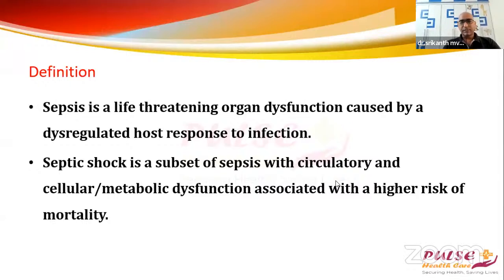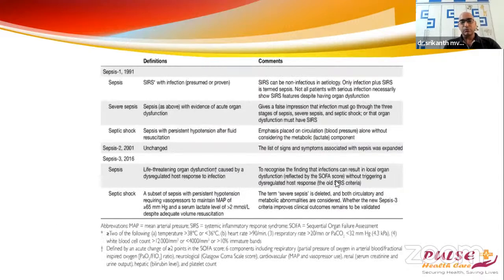Sepsis is defined as life-threatening organ dysfunction caused by a dysregulated host response to infection. And septic shock is a subset of sepsis with circulatory and metabolic dysfunction and is associated with a higher risk of mortality. Now, what is the difference between Sepsis 1, 2, and 3? As I told you, there have been 3 definitions of sepsis, and Sepsis 3 is the better among all these 3.